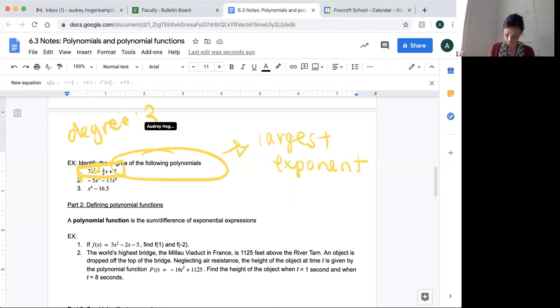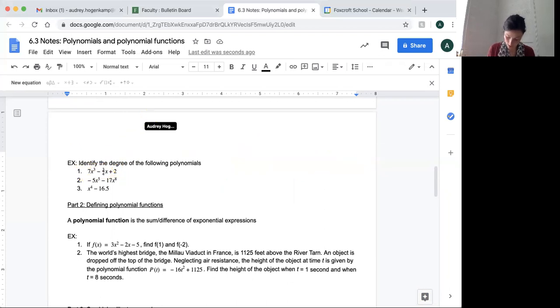For number 2, I'm looking at x to the 5th and x to the 8th. 8 is bigger than 5, so my degree is 8. For number 3, x to the 4th, that's the only exponent I have, so my degree is going to be 4. So again, when you're asked to identify the degree of a polynomial, you're just looking for the largest number in your exponent.